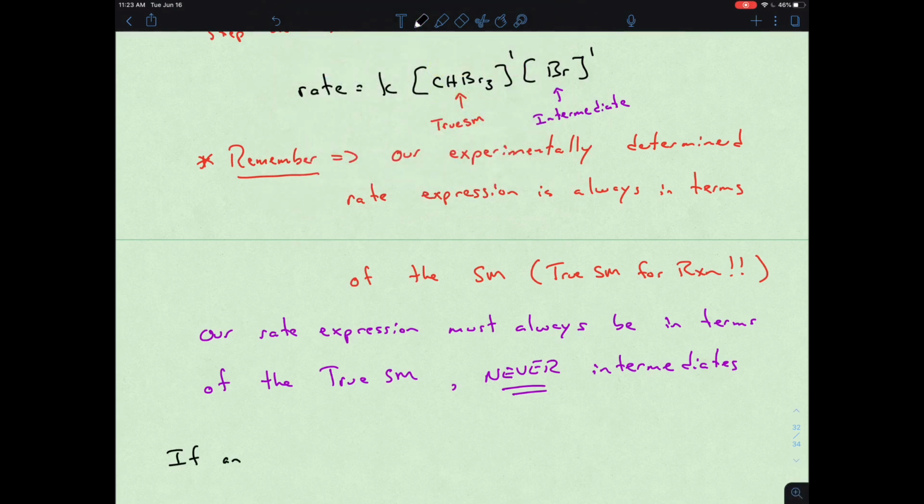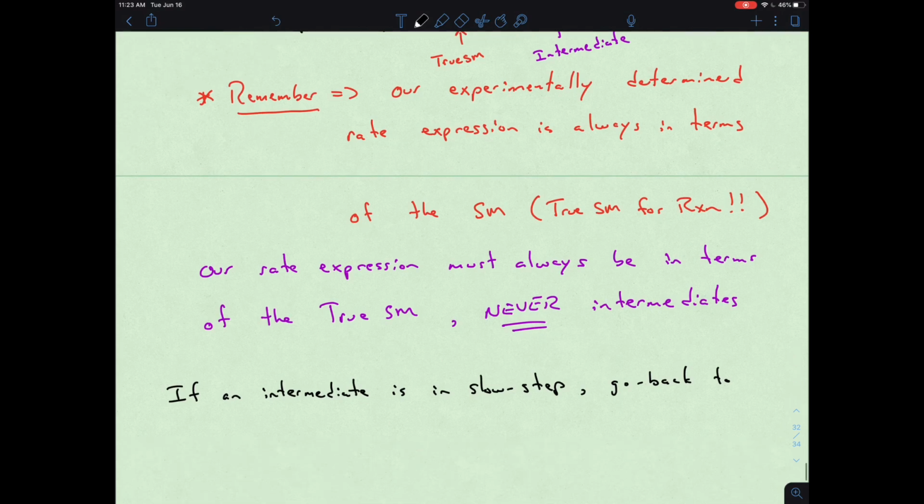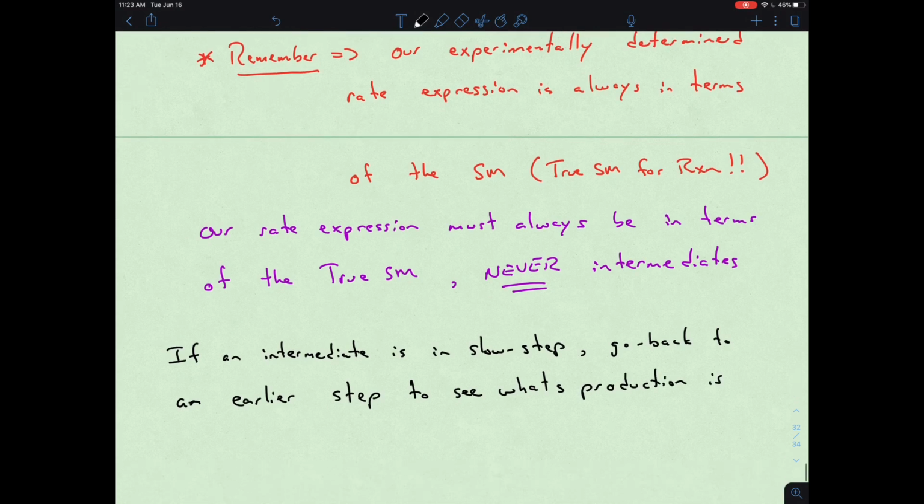So if an intermediate is in the slow step, we have to go back to an earlier step to see what its production is dependent on. If we keep going back, we will eventually get to a true starting material.